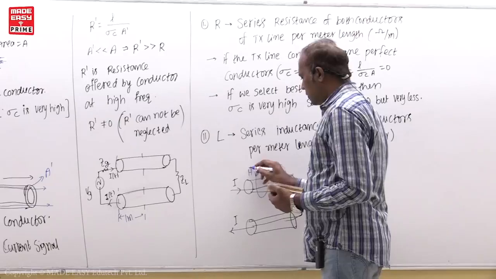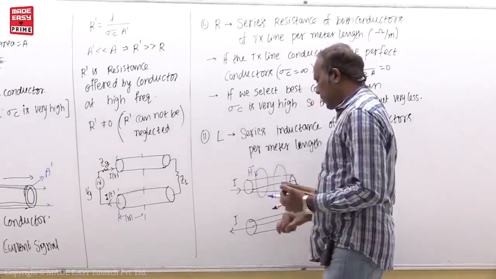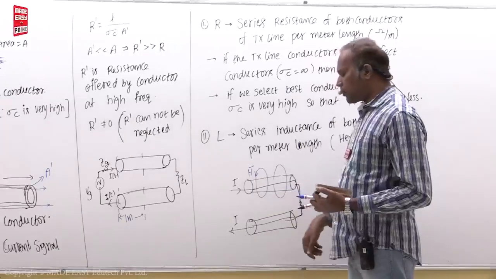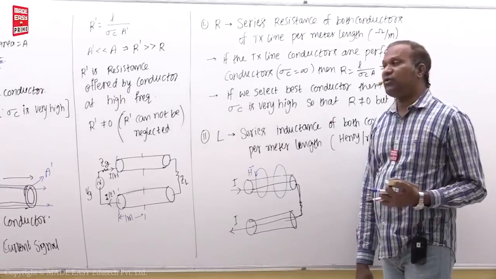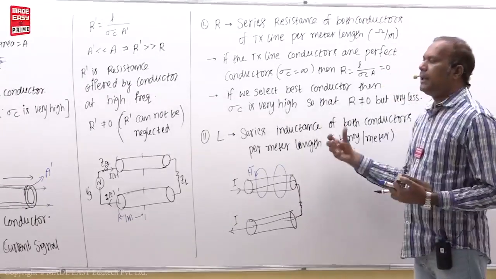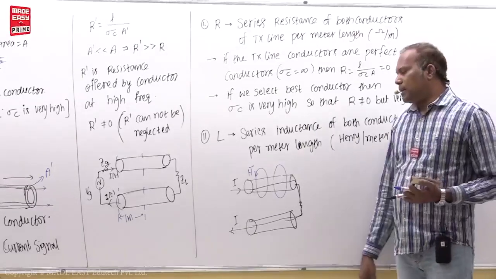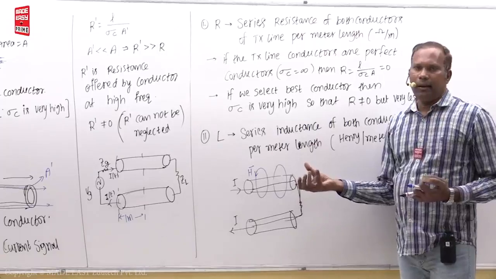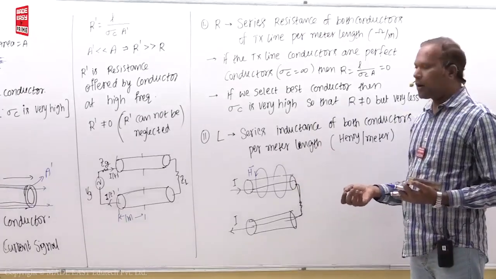Magnetic field H bar is produced. Like this, H bar is produced in both the conductors. Because of this H bar, some GATE students might not have seen the static magnetic field, but no problem. Because of inductance, magnetic energy, half L I square, is stored.